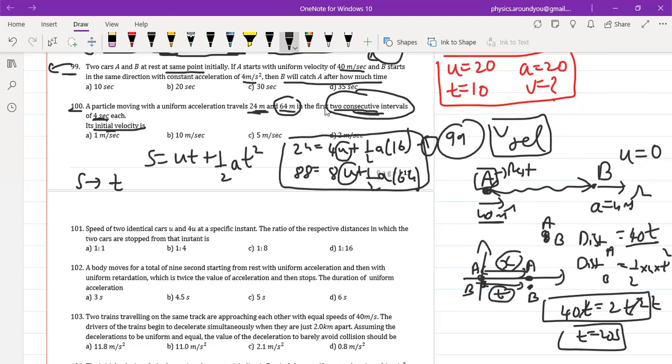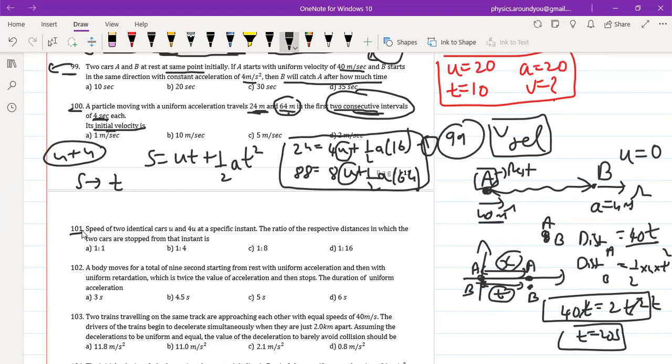So at the end of the first 4 seconds, displacement is 24. At the end of 8 seconds, because 4 seconds for two intervals, so totally it would be 8 seconds time. At the end of 8 seconds, the total displacement is 64 plus 24, which is 88. So that is question number 100. Whenever intervals are asked, add the intervals to find the total time and add the displacements to find the total displacement.